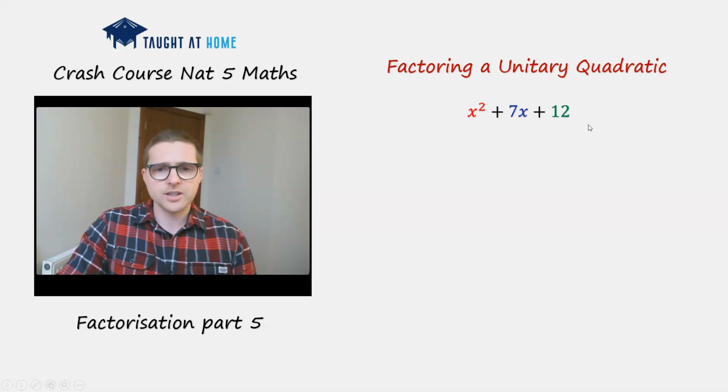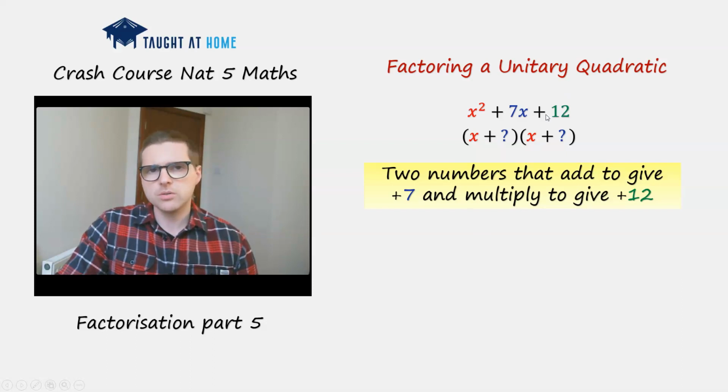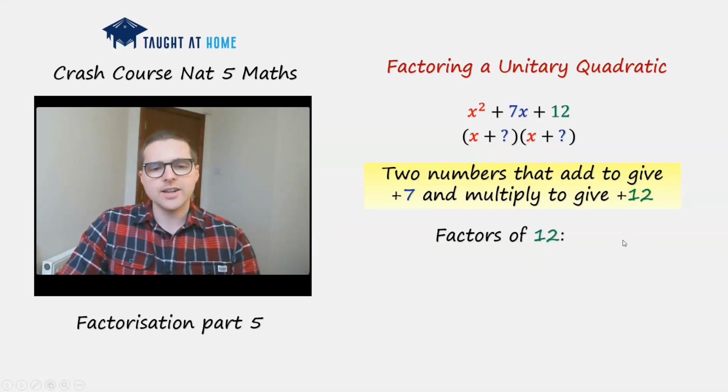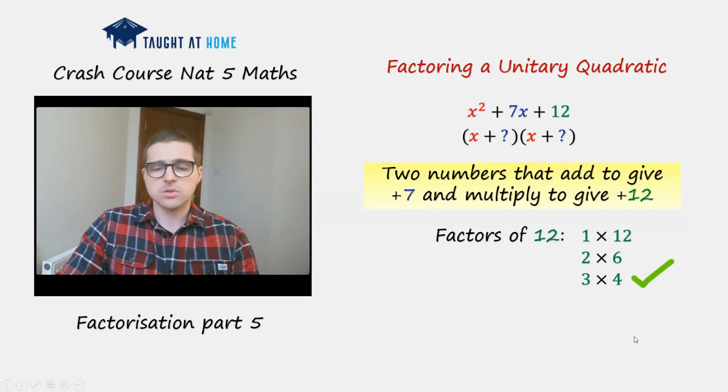How about x squared plus 7x plus 12? Again, what we want is a pair of brackets with an x term in the leading part of the bracket, because when we multiply these two together we're going to get x squared. Now we just have to figure out the two numbers. We want two numbers that add to give 7 but multiply to give 12. So we find the factors of 12: 1 times 12, 2 times 6, 3 times 4. So which of these add up to give 7? Well, clearly it is 3 and 4. So these are the two numbers that go into the brackets here.